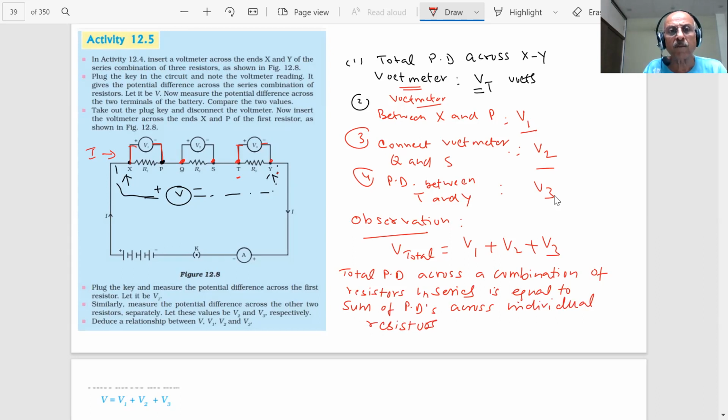The same current is flowing, but the potential difference is different. The total potential difference from here to here is the sum of the three potential differences. So the potential difference has got split up, students, it is not the same. Note it down, students. Then I proceed further. Noted, students?